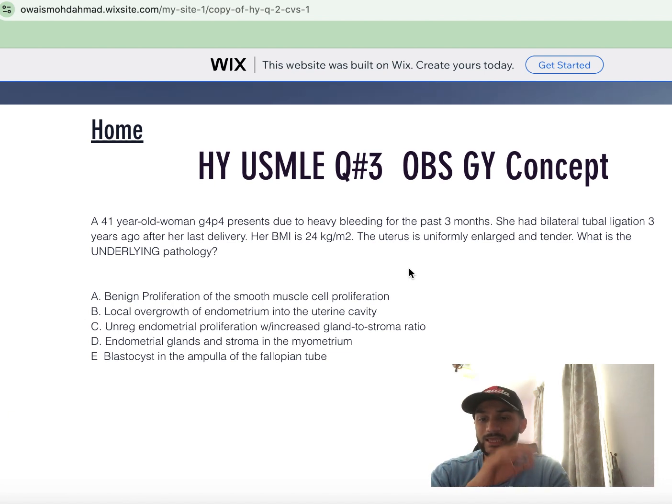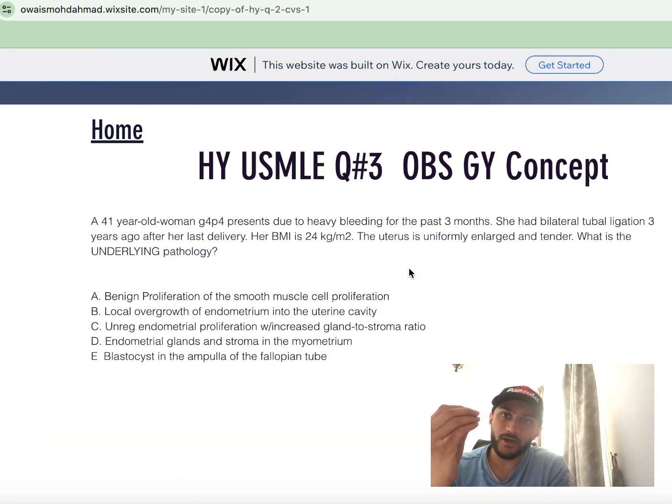All right, choice E, blastocyst in the ampulla of the fallopian tube. That's the incorrect answer. First of all, guys, she's actually older, a 41-year-old female. Second point is that she has had these symptoms for 3 months. Heavy menses for 3 months. The ampulla, remember, is the outer portion of your fallopian tube. That's going to be someone who is a little bit younger.